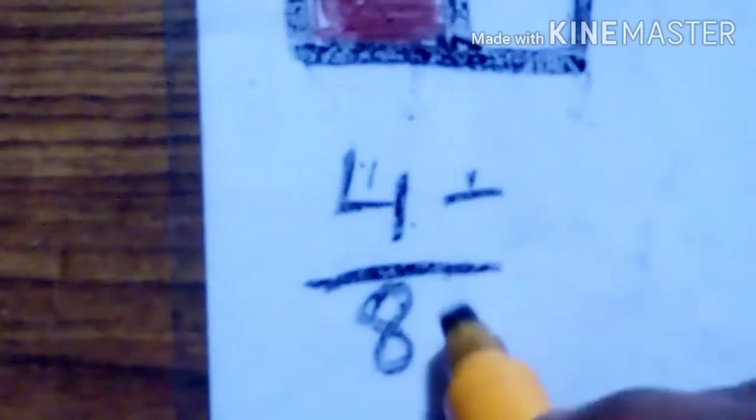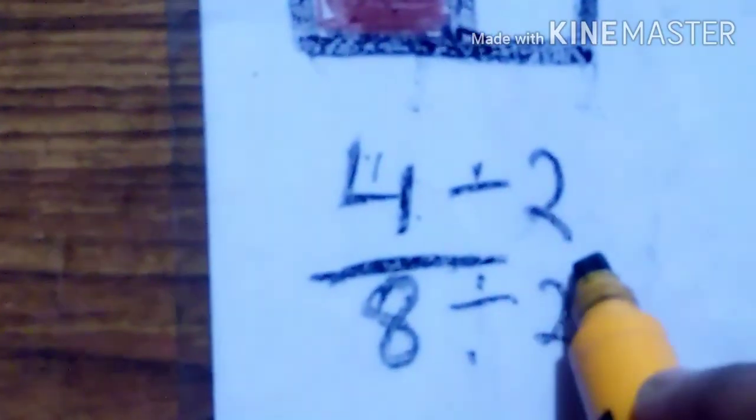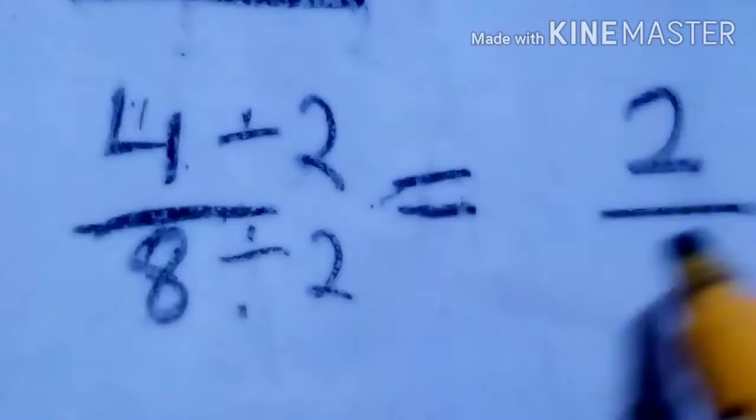Now both the numerator and the denominator have a common factor. What is the common factor of 4 and 8? Yes, 2. So we can divide both numerator and denominator by 2. When you divide 4 by 2, you get 2, and when you divide 8 by 2, you get 4.